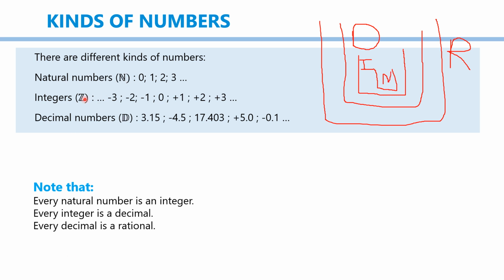Okay, look here. These are the signs or notations of these number sets. Natural numbers can be written as N, integers as Z, and decimal numbers as D. Look here, 4 could be written as positive 4, and I can write it as 4.0, and also I can write it as a fraction, 4/1.